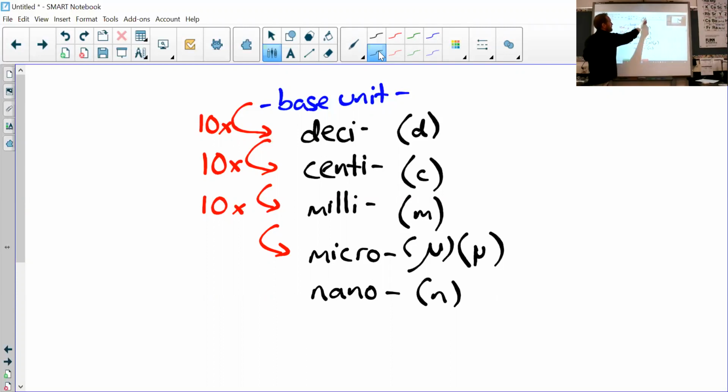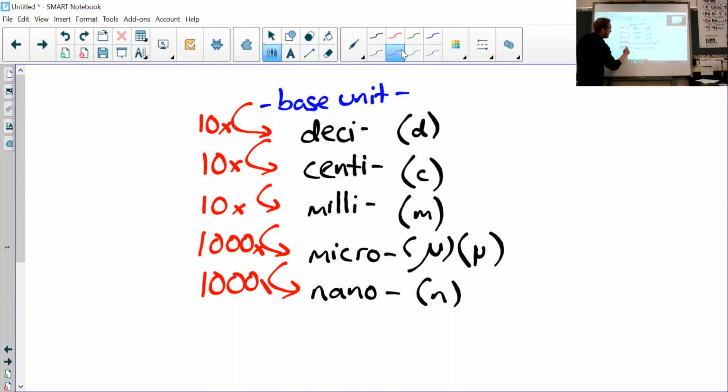A nano is going to be, oops, I forgot to finish this, 1,000 times smaller than this, and 1,000 times smaller than this. So if we compare, remember, from base unit down to milli is 1,000 times smaller. Micro is another 1,000. Nano is another 1,000. So we're talking now about 1,000 times 1,000 times 1,000, which is a billion. A billion times smaller.